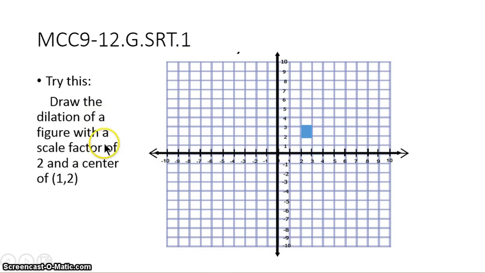Try this. Draw the dilation of a figure with a scale factor of 2 and a center of (1, 2). Please try this on your own. You should get something that looks a bit like this. A dilated figure that is twice the size of the original figure, and both figures are lined up with the center, which is on the point (1, 2).